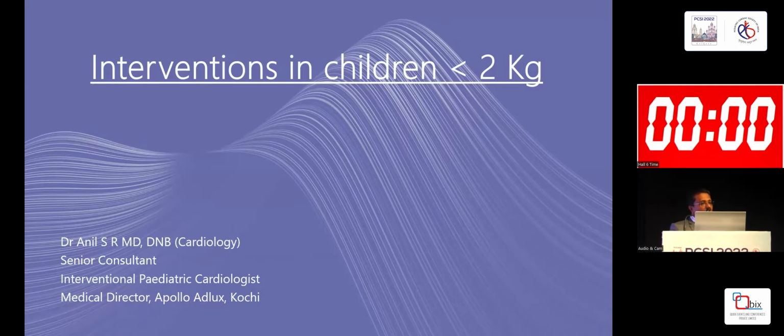And when Amitabh told me about talking about interventions in children less than 2 kilos, I think he called me at around 8 in the night. I accepted. And I thought about the cases next day, about the cases which I have done less than 2 kilos. They're far not too many.